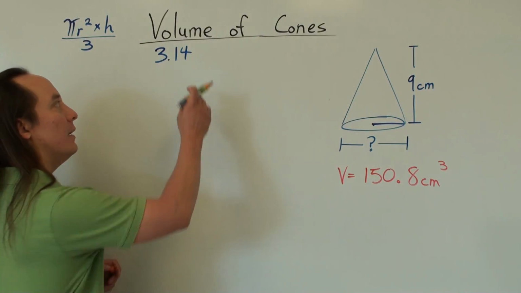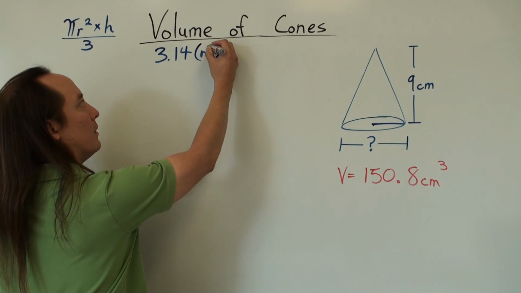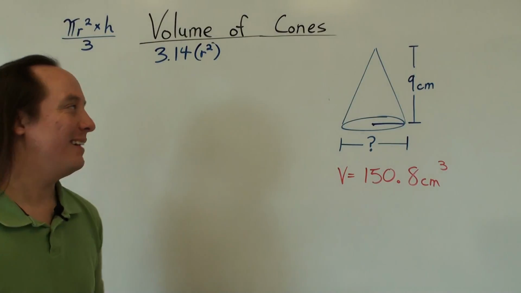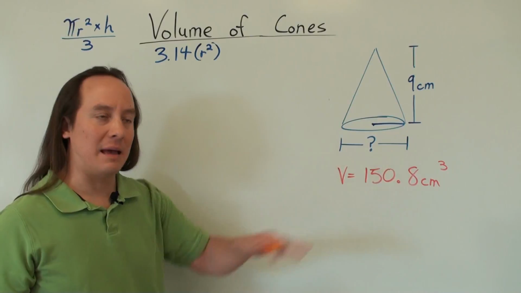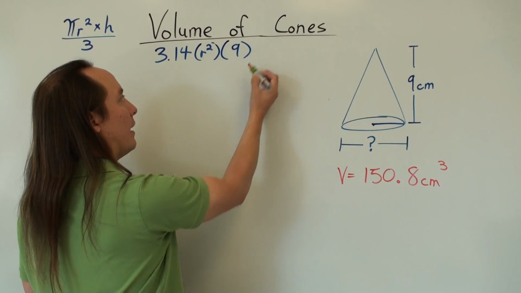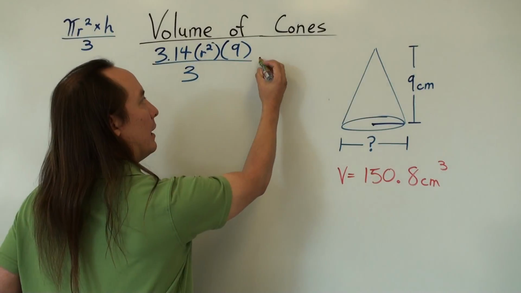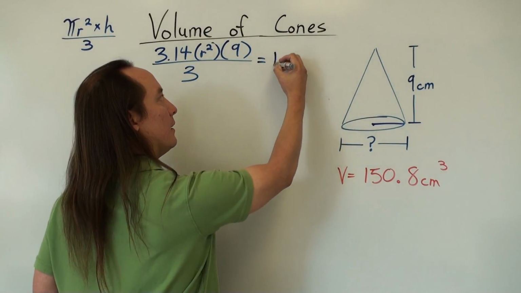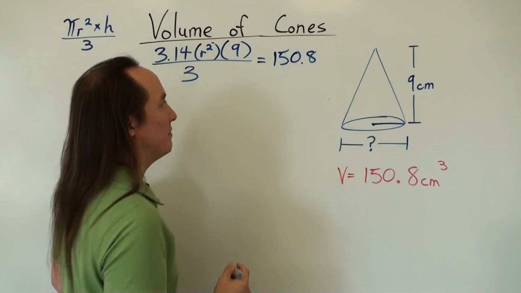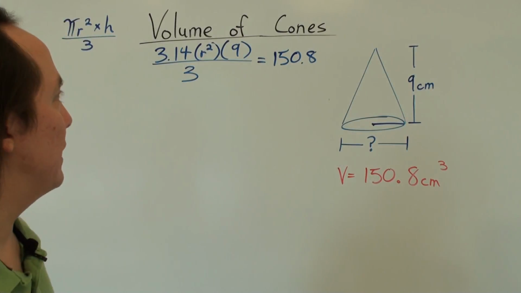So 3.14, and for radius I'll just go ahead and put parentheses for now. Radius, we don't know what it's going to be yet, okay? We do have height, so I can go ahead and put the height there, another pair of parentheses. Height is 9. All of that will be divided by 3. And this is equal to 150.8. Okay. So that's basically how we set up the equation.